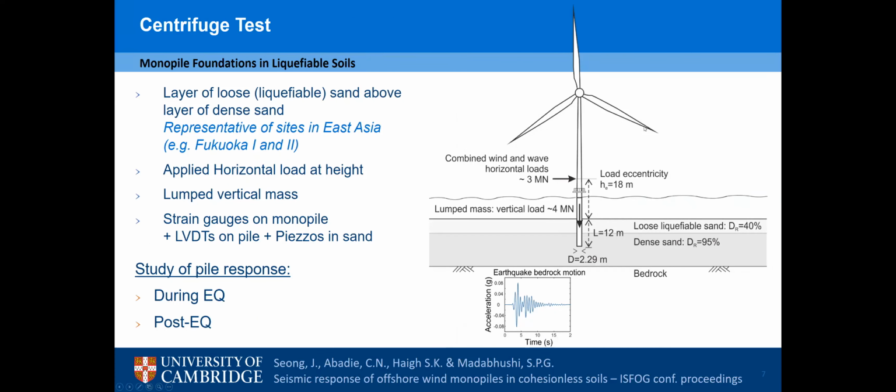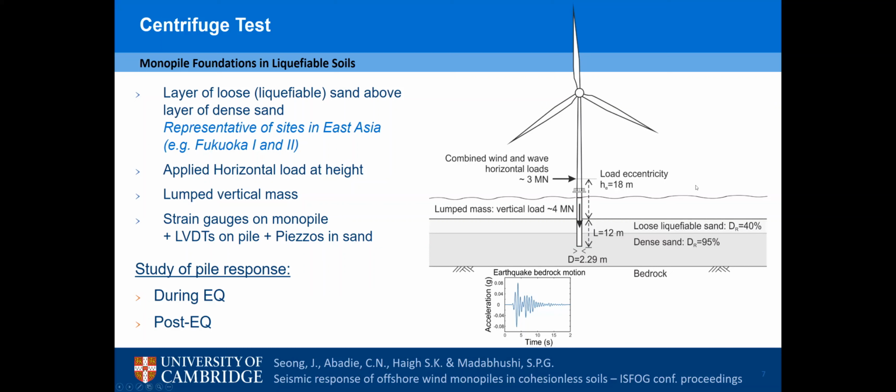So looking at our test setup, what we chose to model is a layer of dense sand with a layer of liquefiable sand on top of it, in such a way that 50% of the monopile was embedded in the dense sand. We chose an aspect ratio that was relevant to offshore wind with a small diameter, and the reason why we chose that will become apparent in the test setup in the next slide.